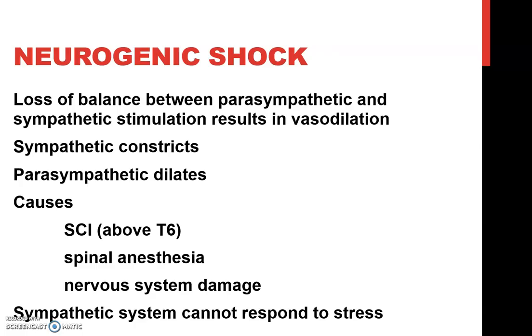So, to recap, it's a loss of balance between the parasympathetic and sympathetic stimulation that results in vasodilation of the systemic vasculature caused by a spinal cord injury above the level of T6. It can also be caused by some spinal anesthesia or nervous system damage. The sympathetic nervous system is responsible for constricting, and the parasympathetic dilates, and we lose that ability to constrict. We lose the ability of the sympathetic nervous system to function and respond to such stress.